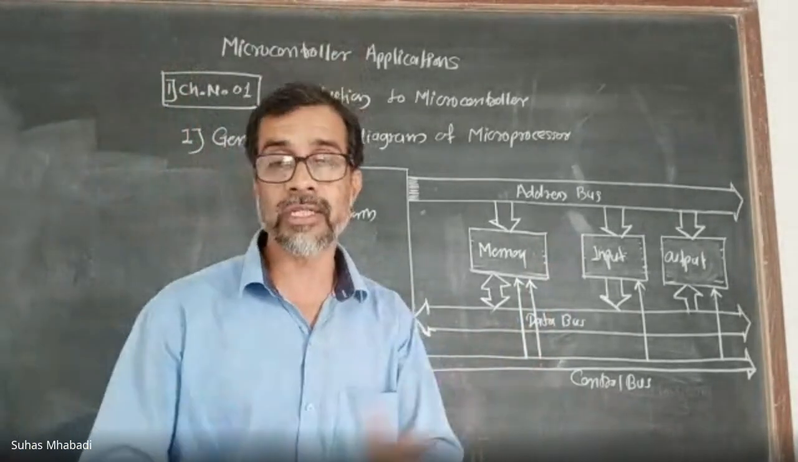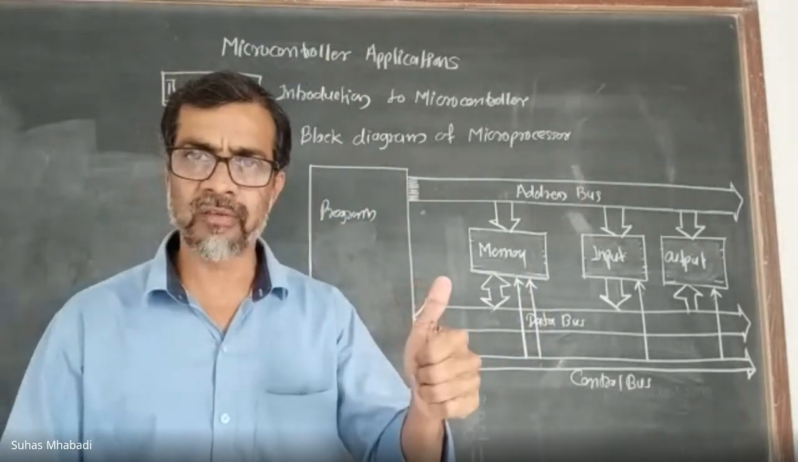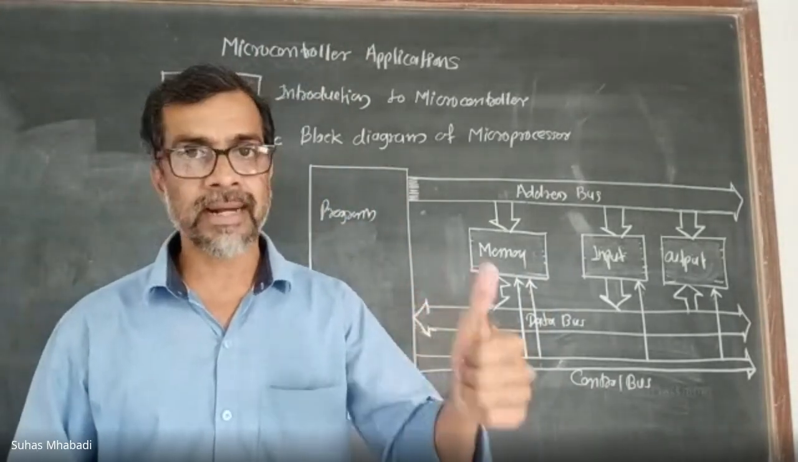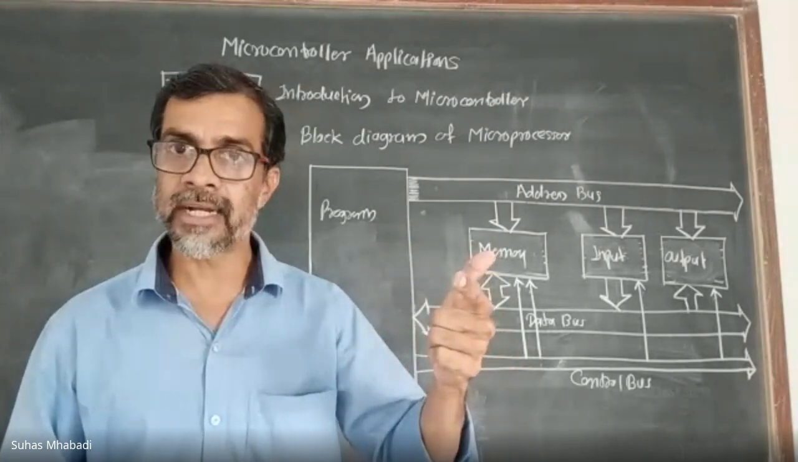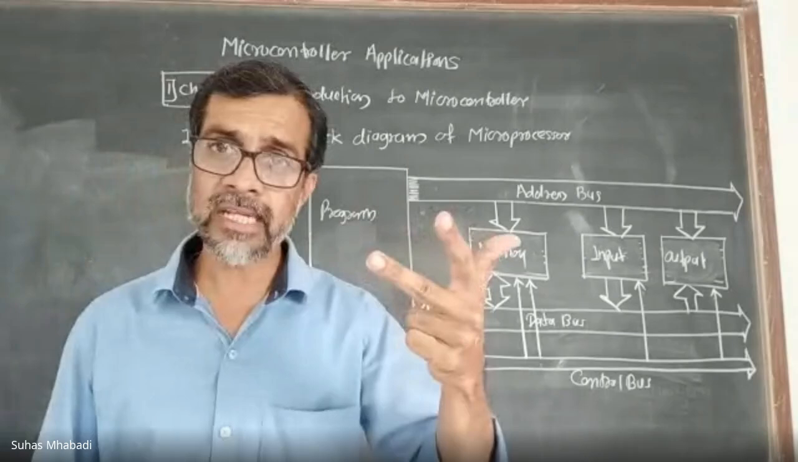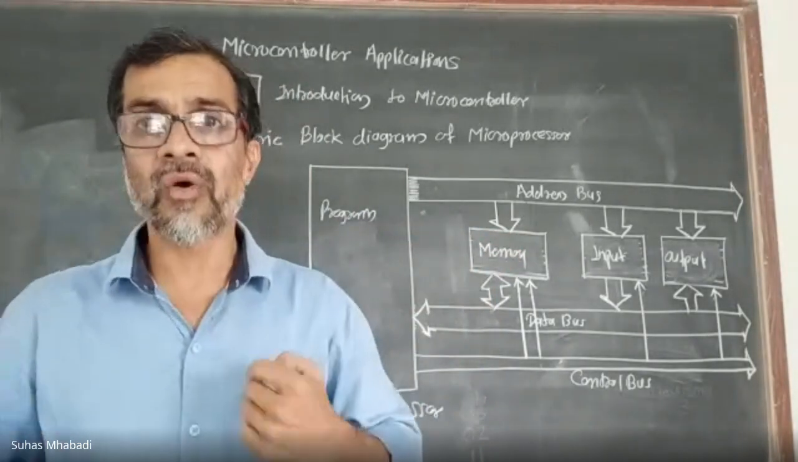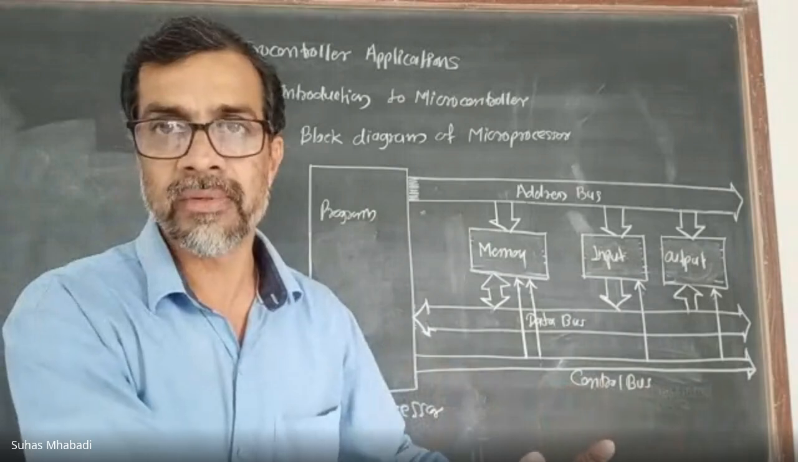But then for communication, it requires three buses. The first bus means what? A bunch of lines. First of all, it requires the address bus. Secondly, it requires a data bus. And thirdly, it requires a control bus. What is the function of address bus? Address bus is used to identify the location to which it wants to communicate at that point of time.